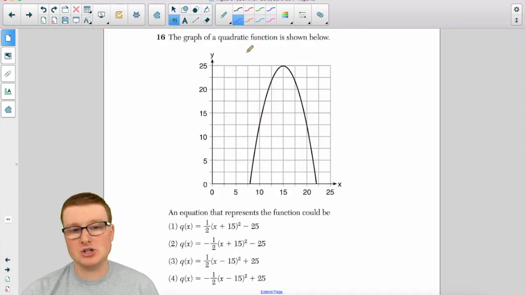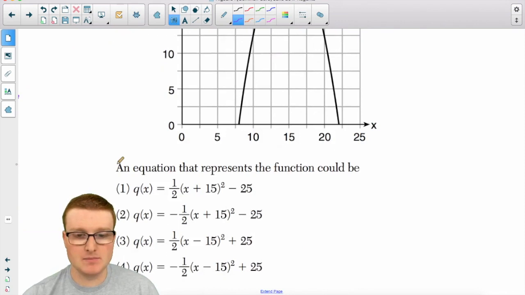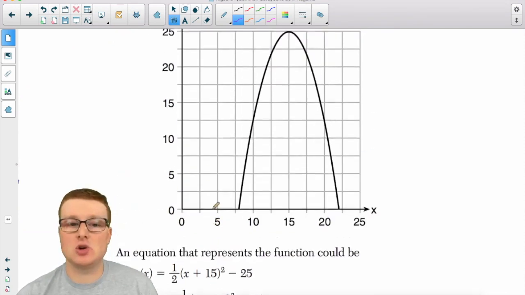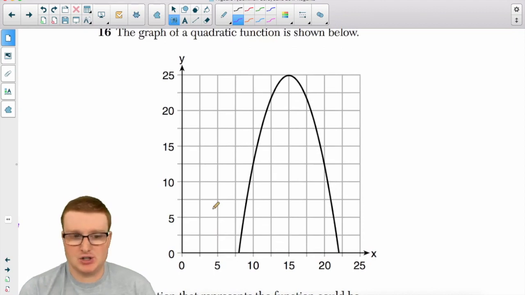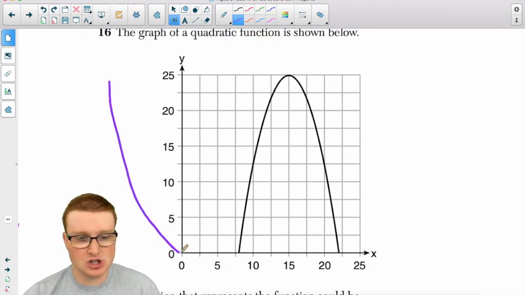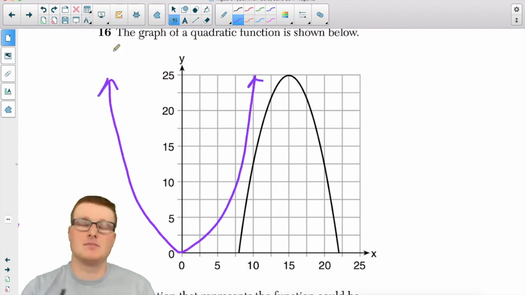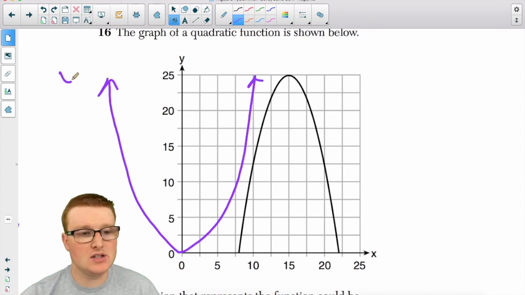The graph of a quadratic function is shown below. Okay. An equation that represents the function could be what? So, without even looking at the answer choices, I want to just analyze this first. First of all, standard quadratics touch the origin and usually have a positive smiley face, I call it. This is just the equation y equals x squared. Of course, it's not drawn to scale, but this is y equals x squared, okay?